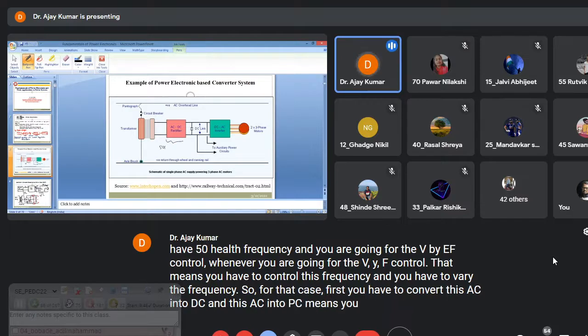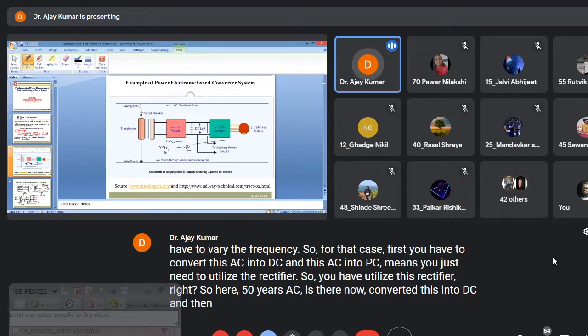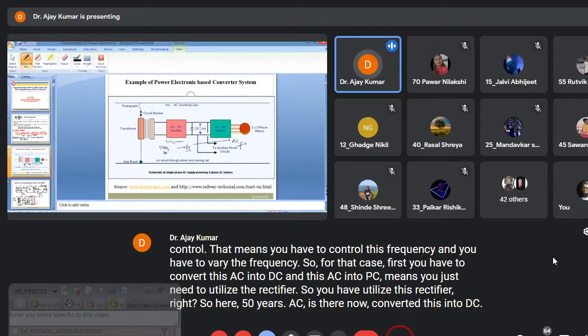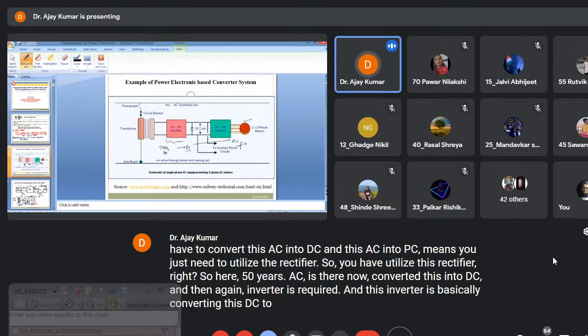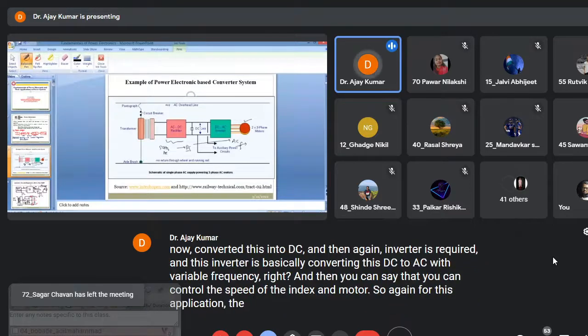So here 50 hertz AC is there. Now it is converted into DC, and then an inverter is required, and this inverter is converting this DC to AC with variable frequency. Then you can control the speed of the induction motor. So again, the application is speed control of the induction motor. You are supplying AC to the induction motor, and this power electronic medium is required to control the speed of the motor, correct?